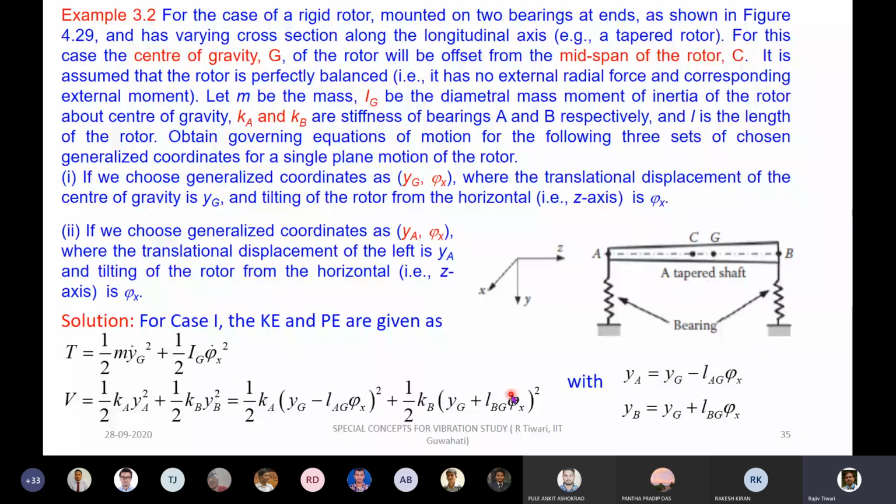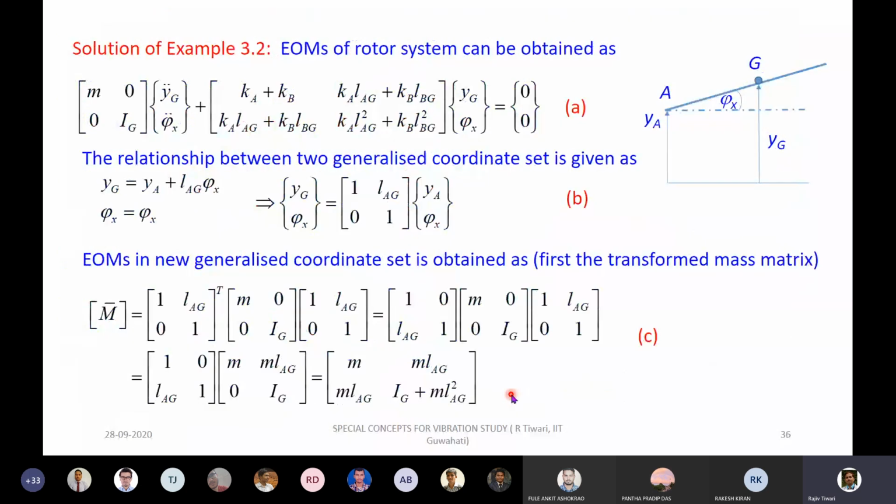So anyway, this we already saw in the previous chapter. Once we get the kinetic energy and potential energy, we can get the equation of motion. Those steps I will not repeat here. So we can get the equation of motion from that kinetic energy and potential energy in terms of the chosen generalized coordinate.